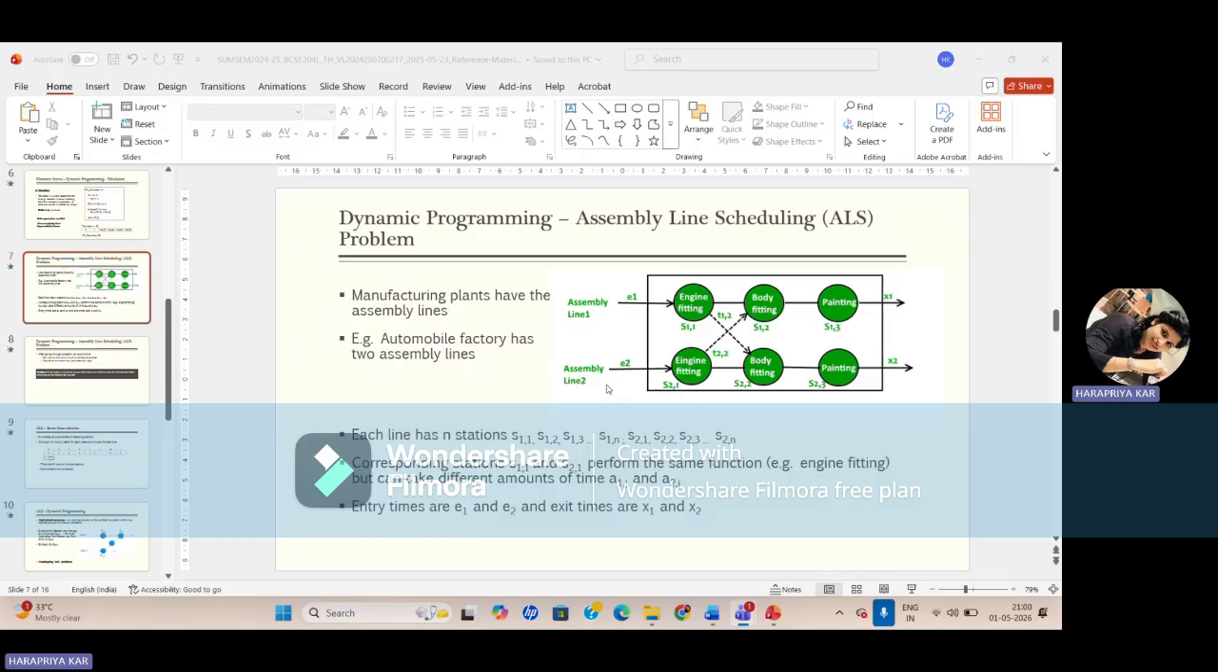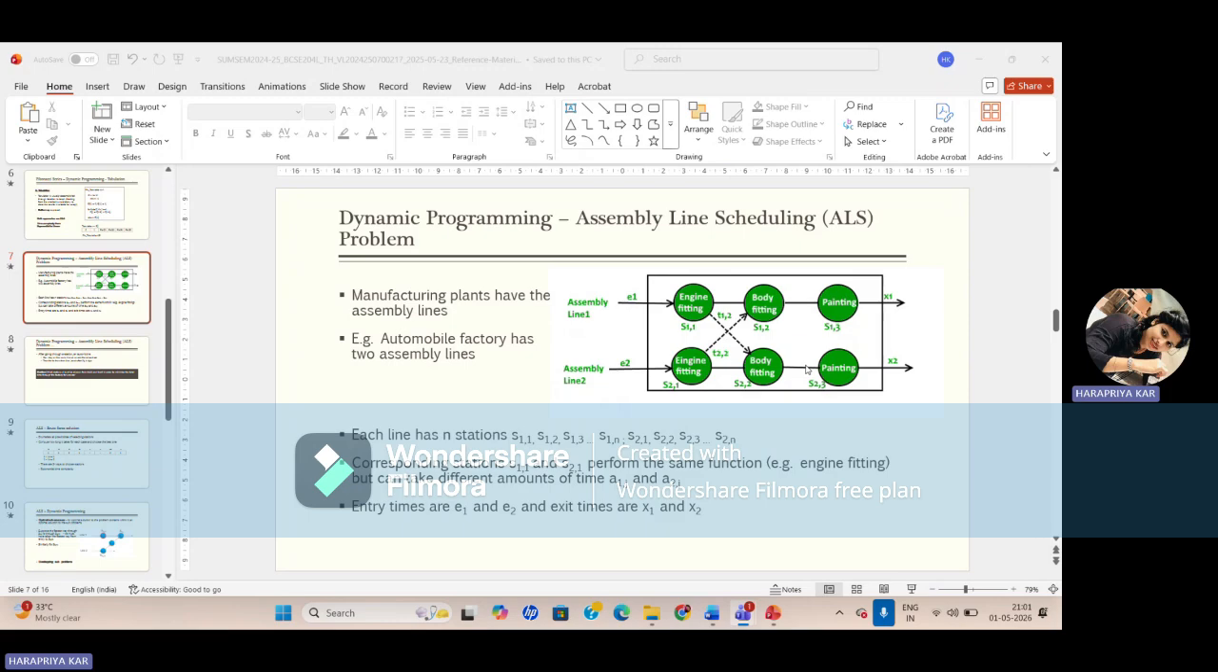Suppose you are taking this problem to solve. In assembly line 2, you also have engine fitting, body fitting and painting. The main thing is that in both lines the same thing is happening, but what is the difference? We are going to check how this assembly line scheduling problem works.